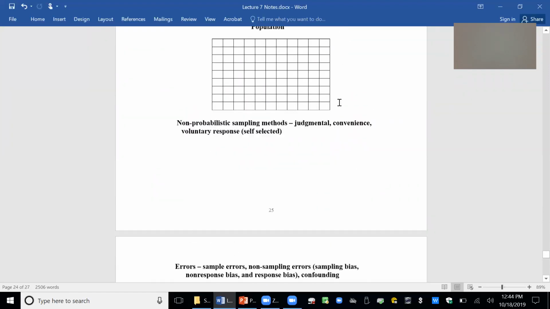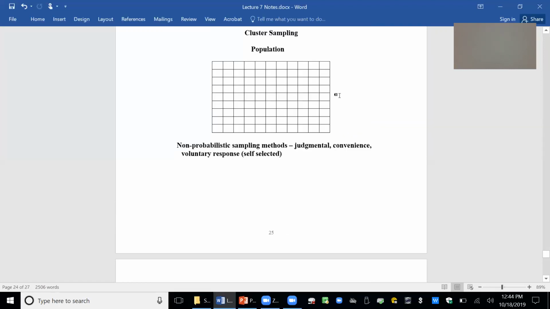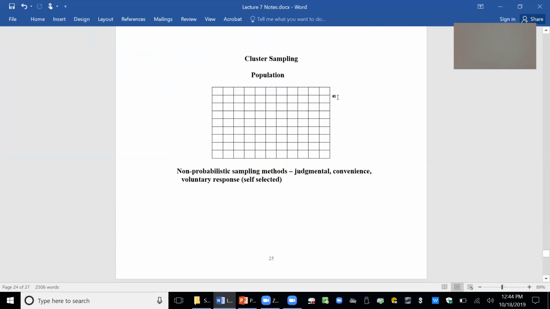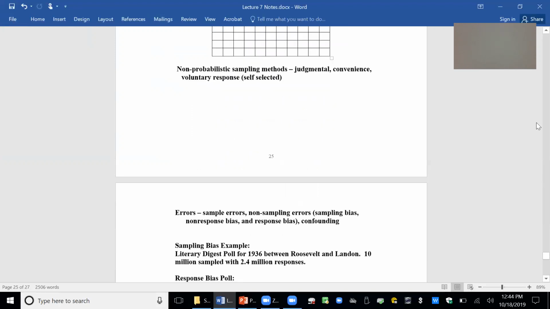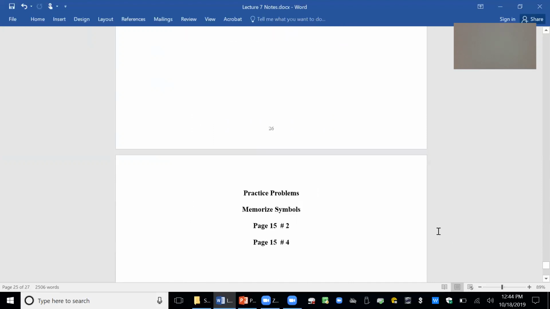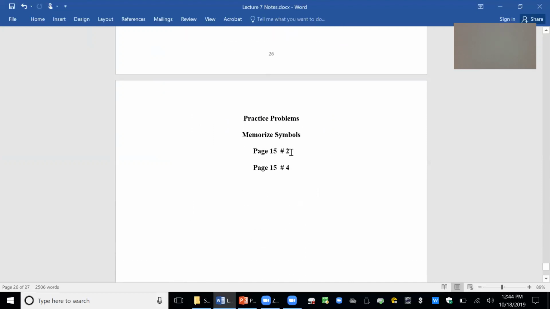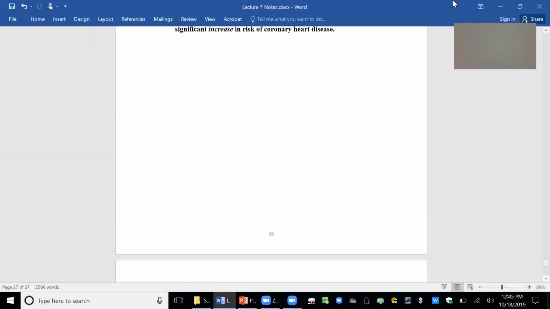A couple more topics to go over. I'll do this next time. I think I beat you enough for now. I'll save this for next time. Practice problems for 2 weeks from today. Try to do problems 2 and 4. Also, memorize your symbols for 2 weeks from today. See you next week.